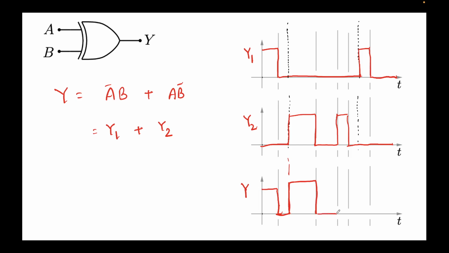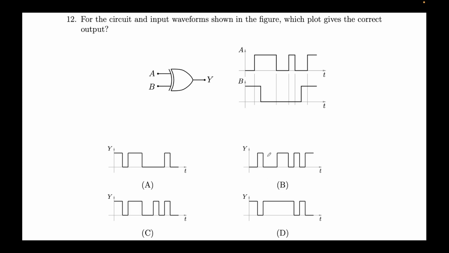Then again it will fall because both are 0 during this time. Then Y2 is high, so Y will also be high because this is an OR gate, and this will be low, and then again this will rise from here. Okay, so this is the output waveform that we'll obtain for the XOR gate. Okay, so let's see which of the options matches. So it is high to start with, so this option is incorrect.